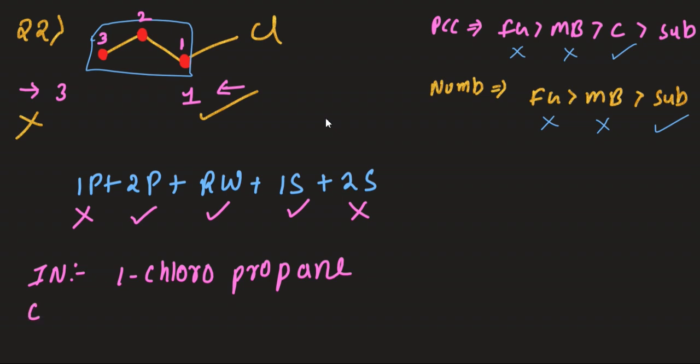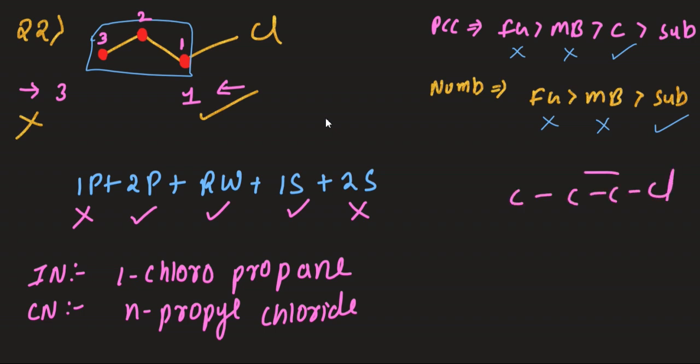Next, coming to the common name, what will be its common name? The common name is N-propyl chloride. What is the meaning of the letter N? N indicates a straight chain without branches. Whenever you have any chain without branches, you can use the letter N. You can see this structure is a straight chain without branches. So the common name is N-propyl chloride.